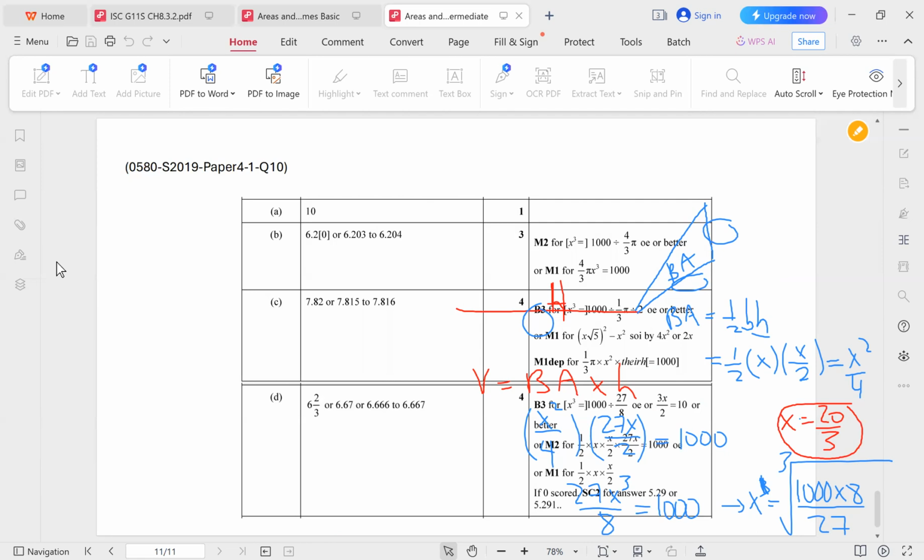If you want to make sure, convert this. They're both equal to 6.67 on the calculator, or you can just convert this to an improper fraction. 3 times 6 is 18. 18 plus 2 is 20. So 20 over 3 is exactly the same.